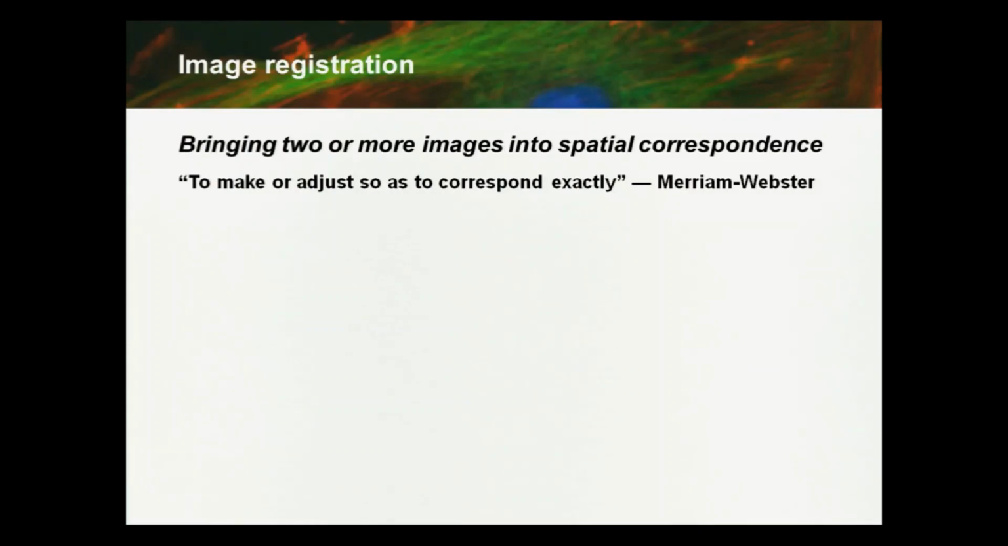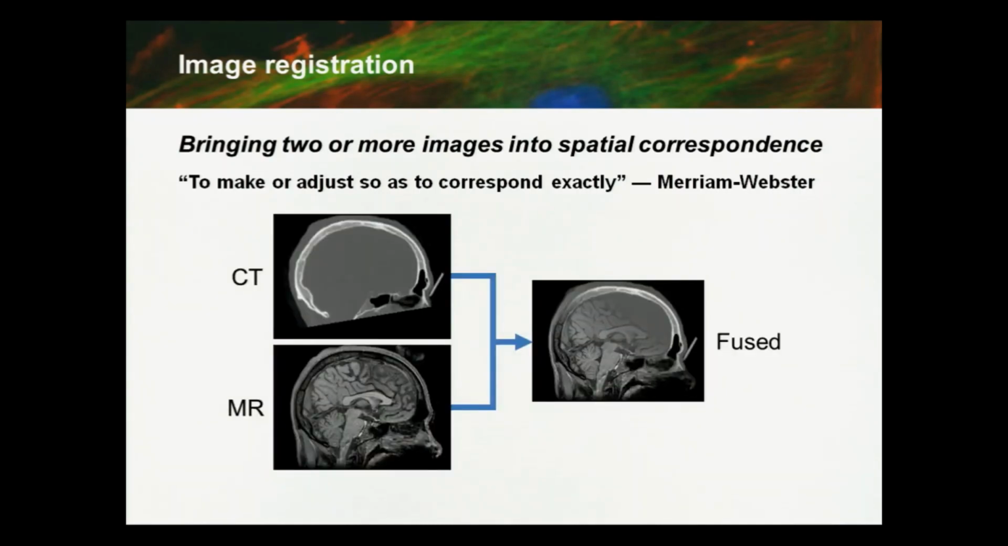Merriam-Webster's dictionary says registration is to make or adjust so as to correspond exactly. So for example, if you have a CT and an MR, as I said, the ultimate goal is you would like these images pixel by pixel to correspond exactly to the same geometrical position in the field of view, to be able to, for example, make a fused visualization. And again, these images can be from different scanners, different time points, different channels in microscopy, for example, in spectral imaging, different sections, different viewpoints, etc.